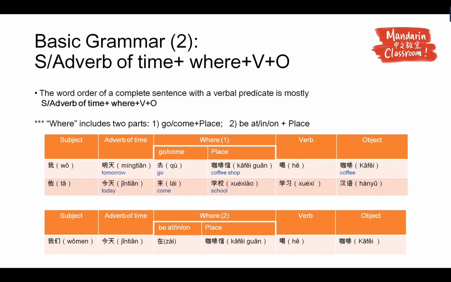So let's move to basic grammar 2. Actually, it's the extension of basic grammar 1. So let's see the order. It's subject or adverb of time. You could say subject or adverb of time first, so it's up to you which one you would like. It doesn't matter. But here I want to explain what adverb of time means.